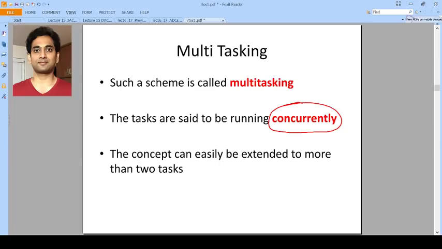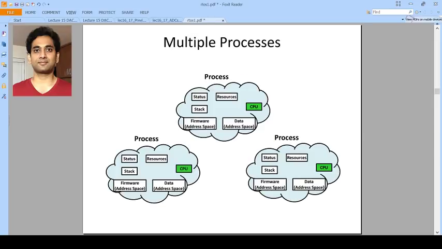So the concept can be extended to more than two tasks. When there are two or more tasks that need to be scheduled, the processor can switch among them fast enough to give an appearance of concurrent parallel processing while only one task is running at any given instant of time. So here, see, three processors are not present. There is only one processor, but what is happening in this animation is that the CPU is switching fast enough between these three processes that, to the naked eye, it appears that the CPU is performing all these tasks at the same time. So this is the idea of a multitasking system. We like to call it concurrent.